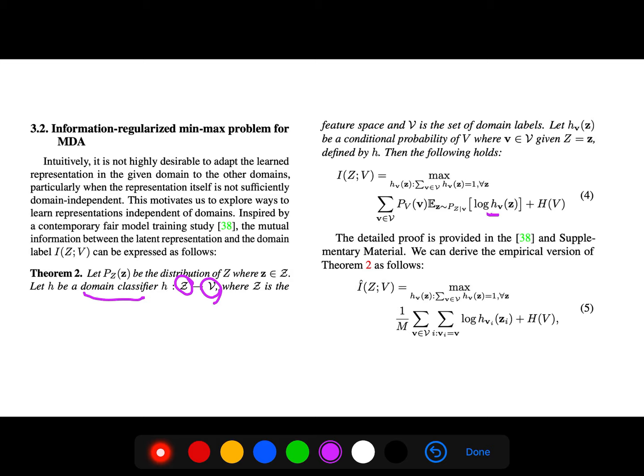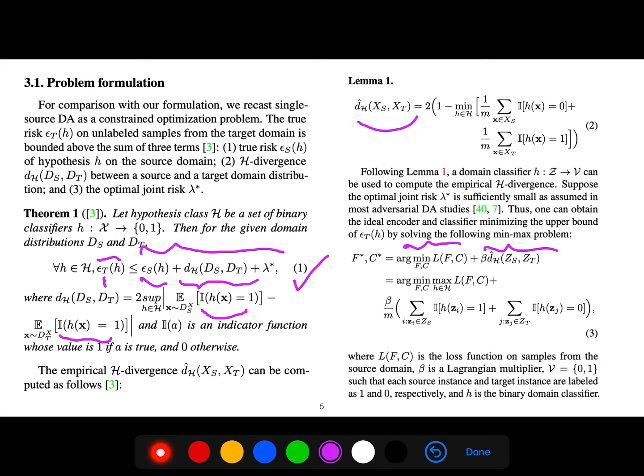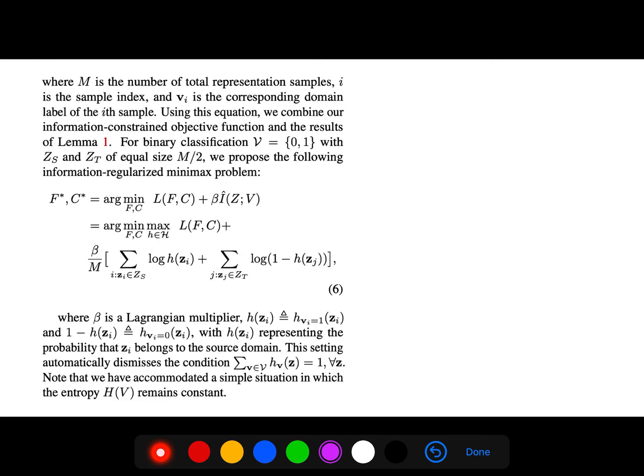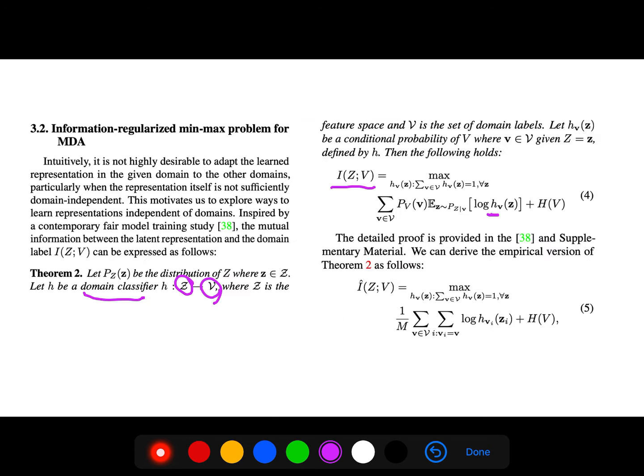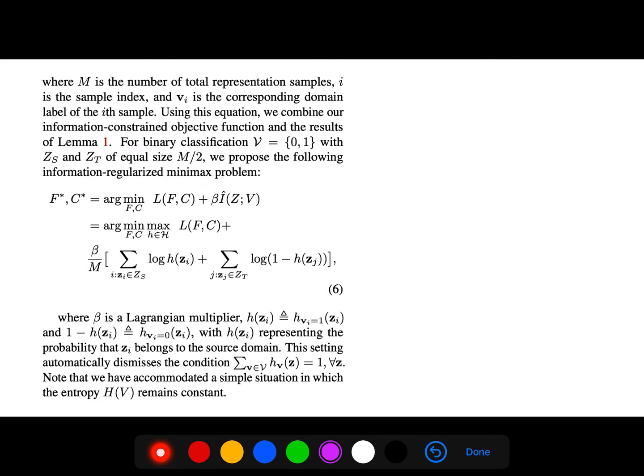Now that you have this domain classifier, the objective is maximizing the expectation of log of H, plus the entropy of V. So M is the number of total representation samples, I is the sample index, and V sub I is the corresponding domain label. So for binary classification with just one source and one target of equal size, we have this information regularized minimax problem.